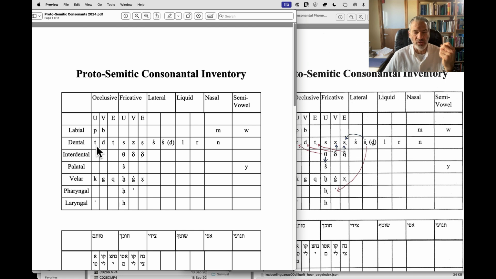All right, then we have dentals, ta, da, and tha, a triad, right? The dental occlusives, ta, and then the voiced version is da, and then the emphatic. Now the emphatic, this would be a tha in Arabic. This is the tet in Hebrew. And in Ethiopic, the Arabic is pronounced as a pharyngalized emphatic, so tha. But in Ethiopic languages, it's a glottalized ejective, ta, ta.